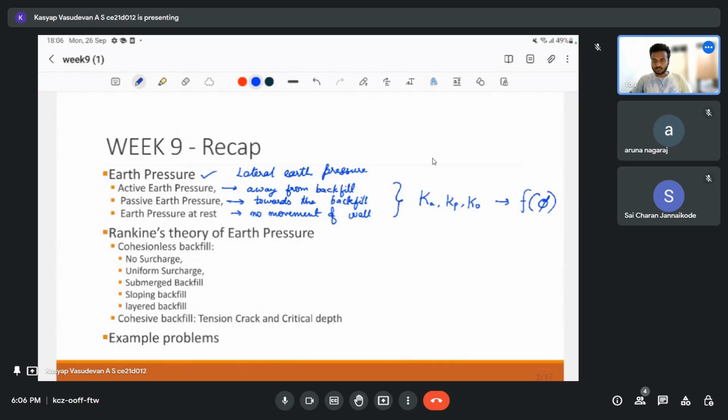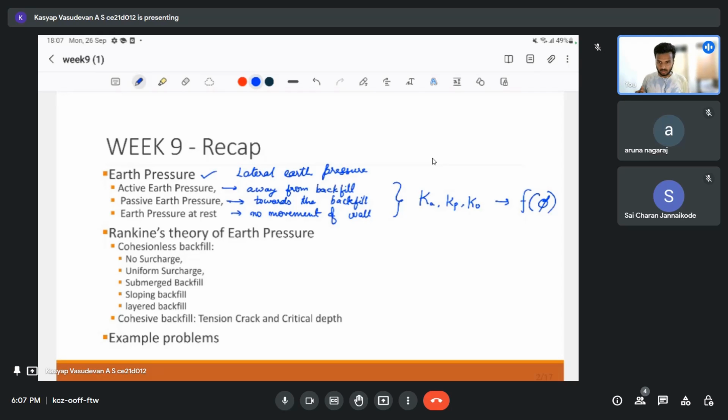Now, Rankine has come up with a theory for calculating the earth pressure. In the basic assumptions, it was assumed that the backfill is horizontal, it is cohesionless soil, and it is homogeneous. There is no surcharge, and the back of the wall is vertical. All these things are assumed, and Rankine came up with the earth pressure theory.